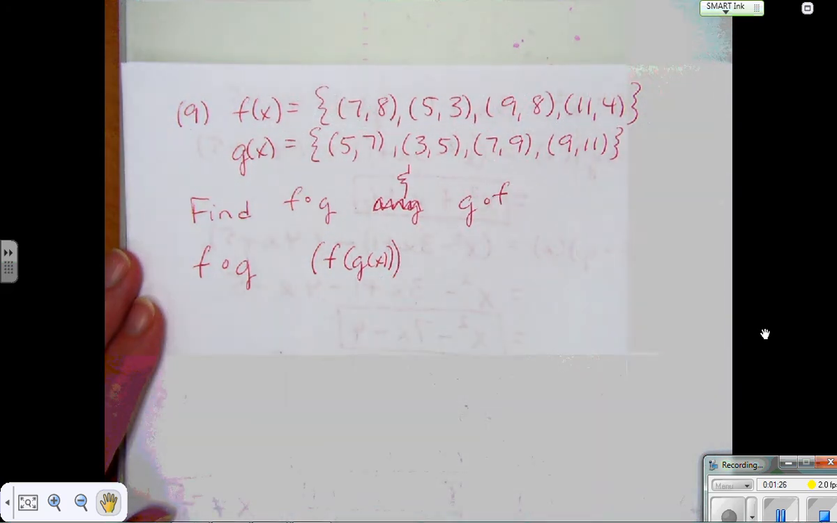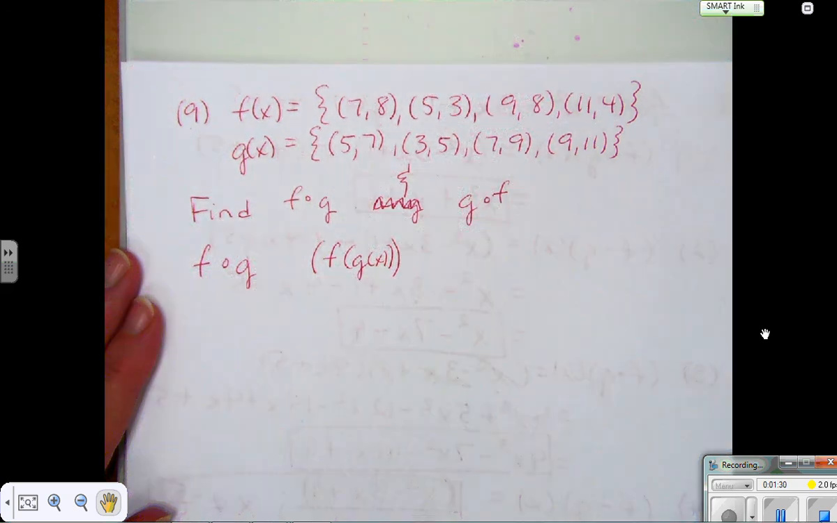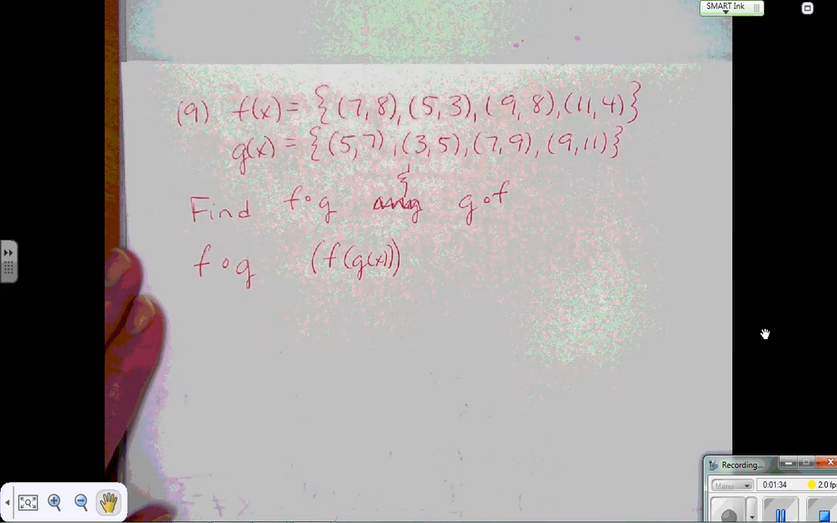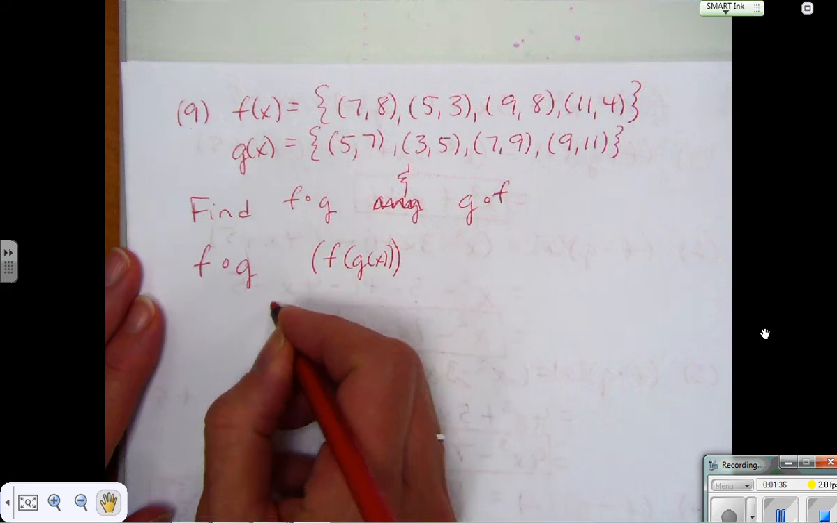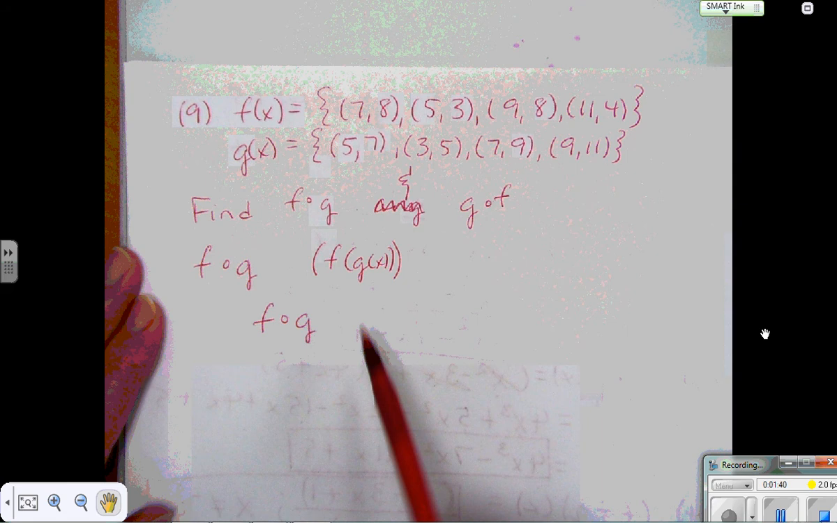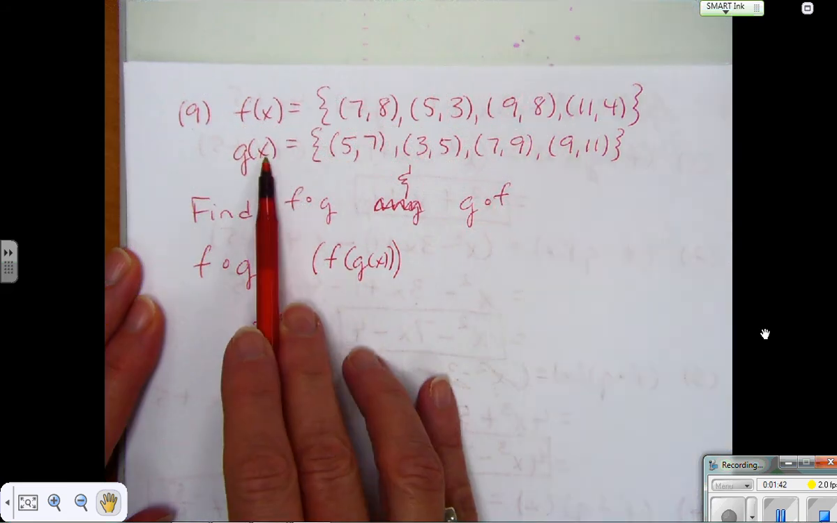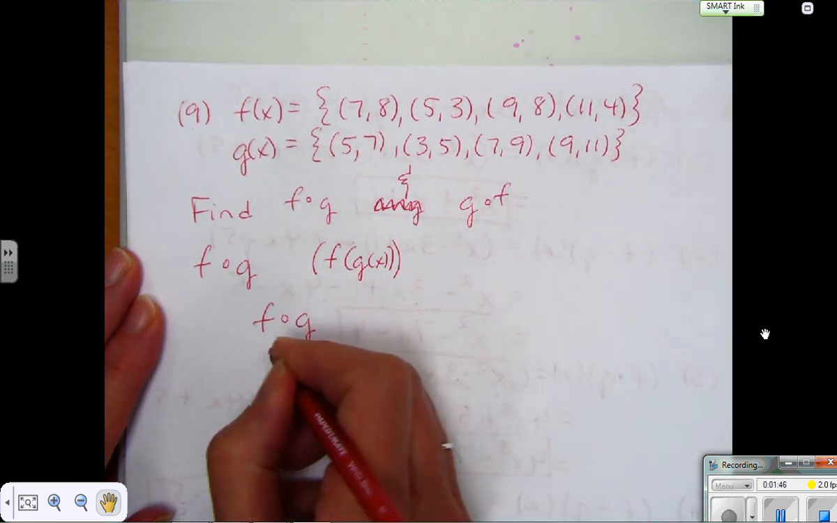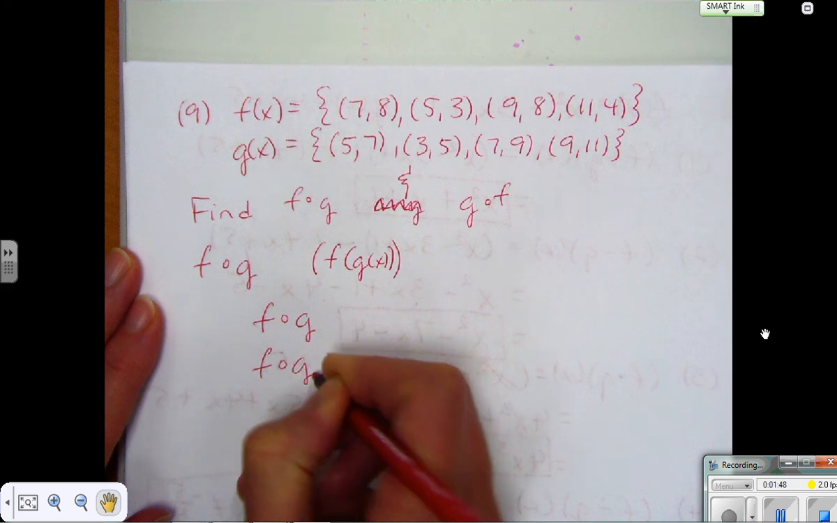Okay, so let's go over this. The way that you set this up, this is the first thing you want to do. This is how you start it. The first thing you do is I'm going to write f of g. Now, I'm writing g last, so let's look at the g. There's 1, 2, 3, 4 pairs. So I'm going to write f of g 4 times to match.